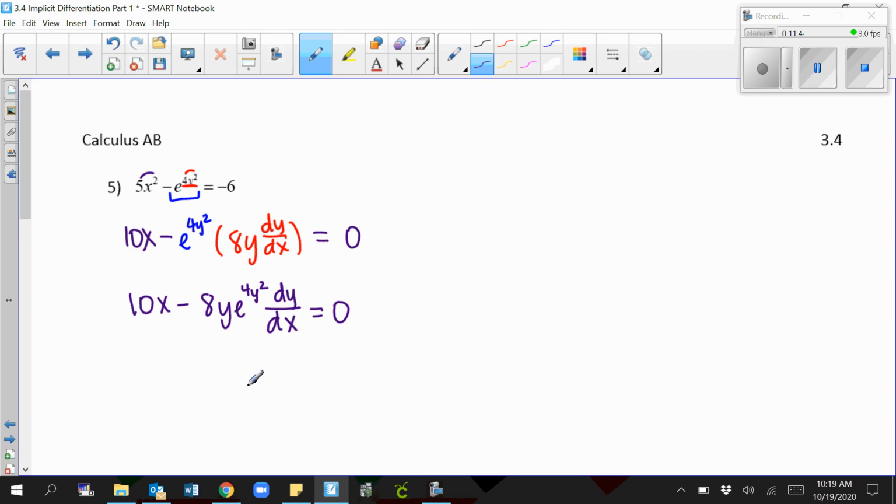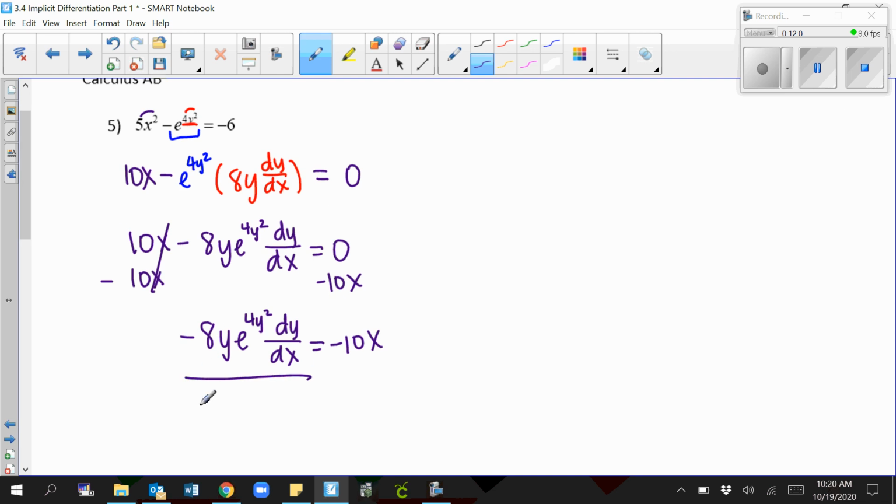So I'm going to move my 10x over to the right. So I have negative 8y e to the 4y squared dy over dx is equal to negative 10x. And then I'm going to divide by that negative 8y e to the 4y squared.